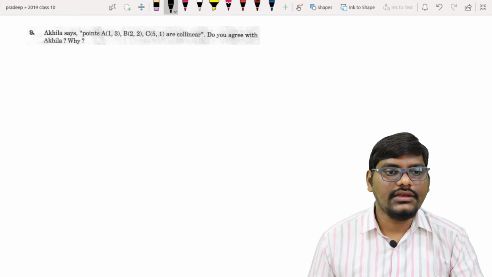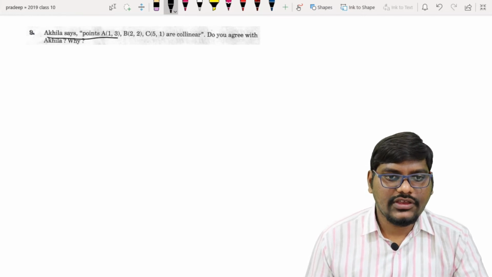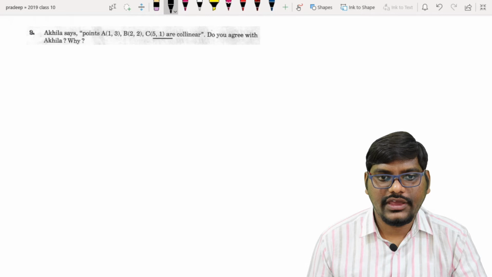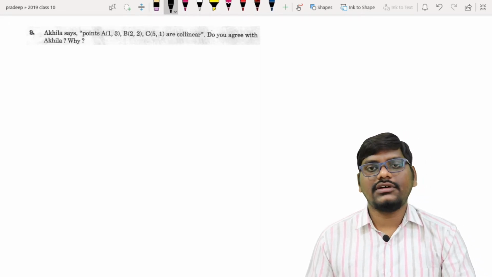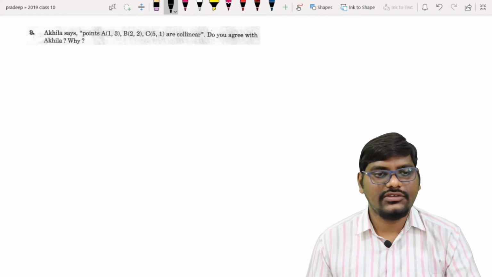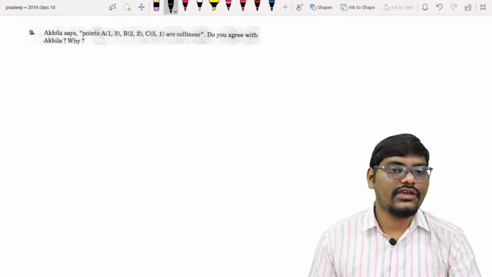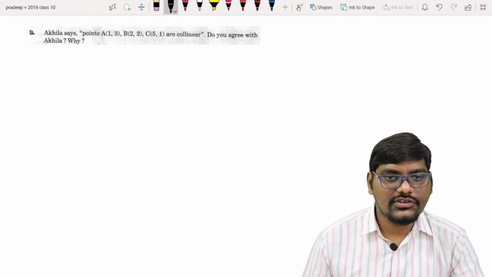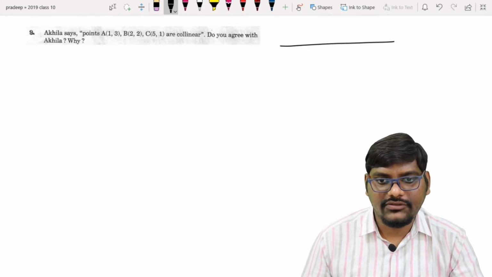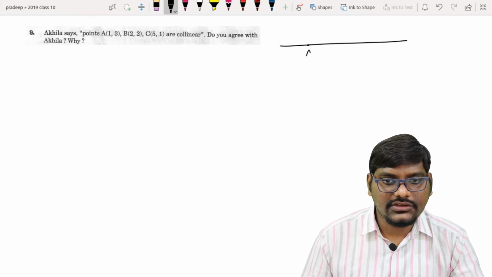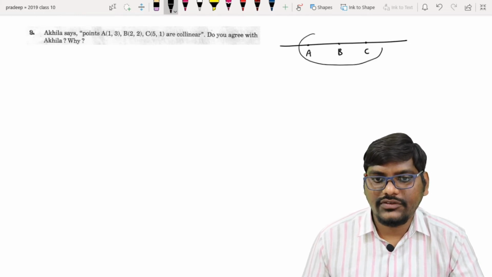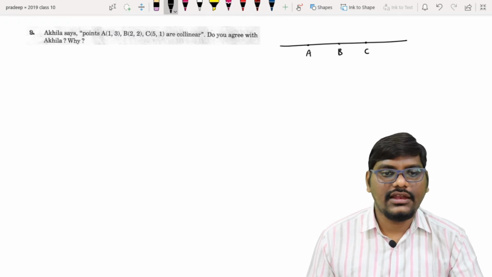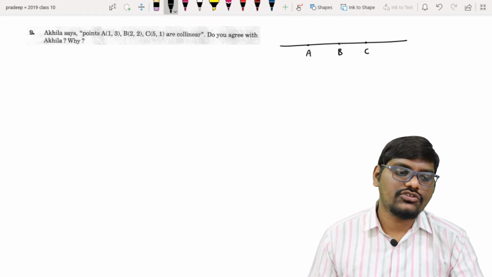So let's see question number 9. The question says Akila says points A(1, 3), B(2, 2), C(5, 1) are collinear. Do you agree with Akila? Why? If we agree with her, then we should say why, and if we don't agree also, we have to answer why we are not. So she is saying that these 3 points are collinear. Suppose this is a straight line. On the straight line there are 3 points, point A, point B, point C. This is what Akila is saying, that all of these 3 points are on the same straight line. So we have to prove whether it is true or not.